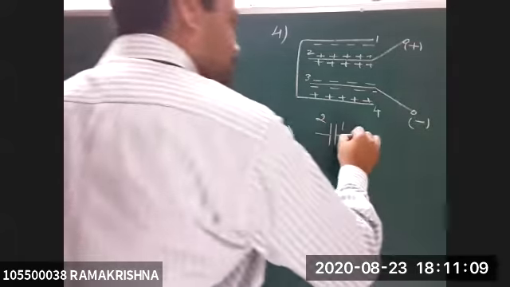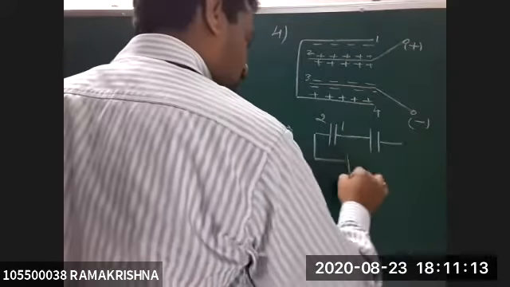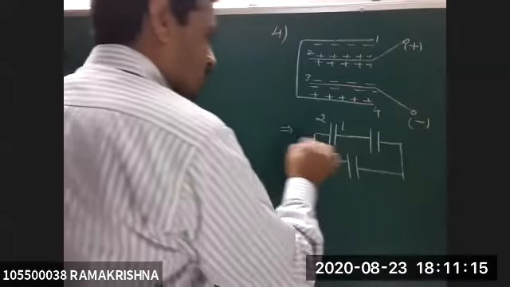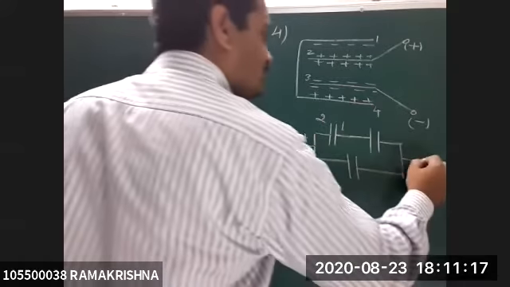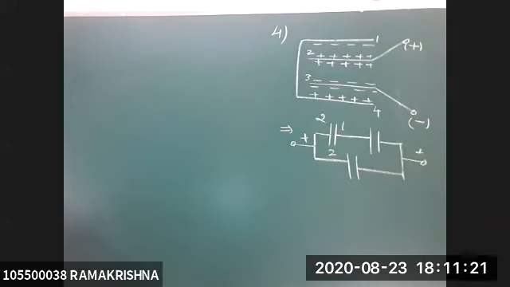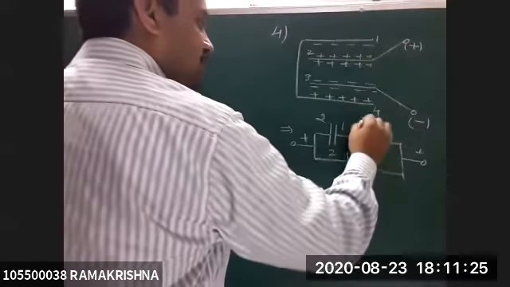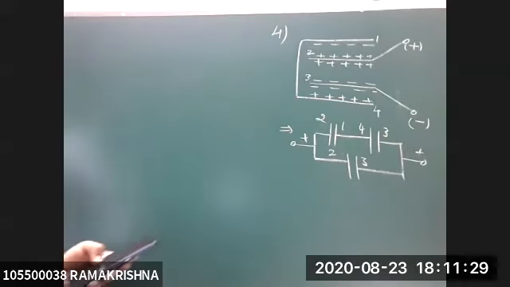Next. It is the positive terminal and it is the negative terminal. It is the second plate, right? And it is the second plate. It is the third plate. And 4 and 1 are one and the same. So 4 and 3, right? All are equally spaced.